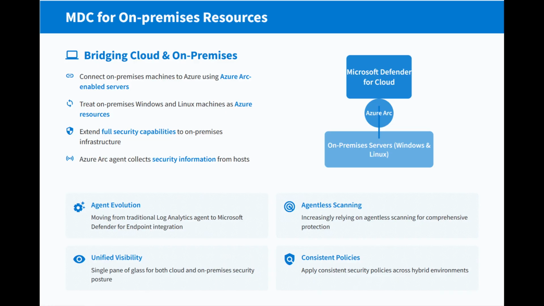To protect on-premises machines, you can connect them to Azure using Azure Arc-enabled servers. This mechanism allows Defender for Cloud to treat your on-premises Windows and Linux machines as Azure resources, extending its full security capabilities to them, including Defender for Servers, Kubernetes, and Defender for SQL on machines. The Azure Arc agent is crucial for collecting security information from these hosts and enabling the deployment of other necessary agents or extensions.